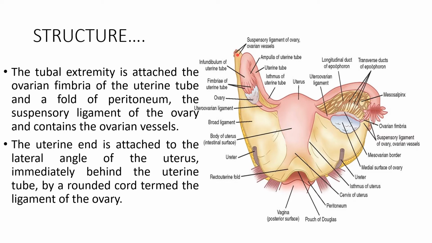The suspensory ligament of the ovary is a fold of peritoneum and it contains ovarian vessels. The utero-ovarian ligament is a rounded cord. It attaches the uterine end of the ovary to the lateral angle of the uterus just below the uterine tube.